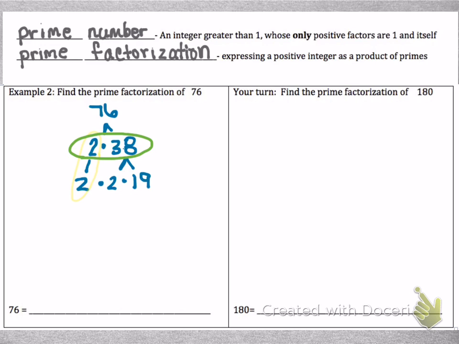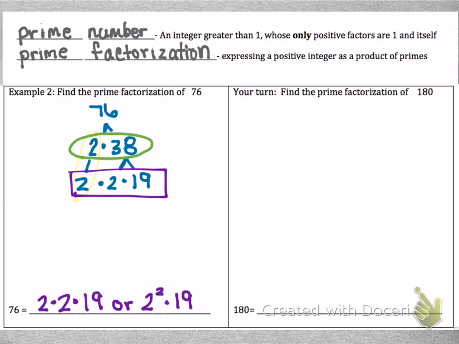And then also if you're carrying things down, when you get to the bottom of the tree, you have your prime factorization at the bottom. And so my prime factorization of 76 is 2 times 2 times 19, which we know we can write in exponential notation as 2 squared times 19.